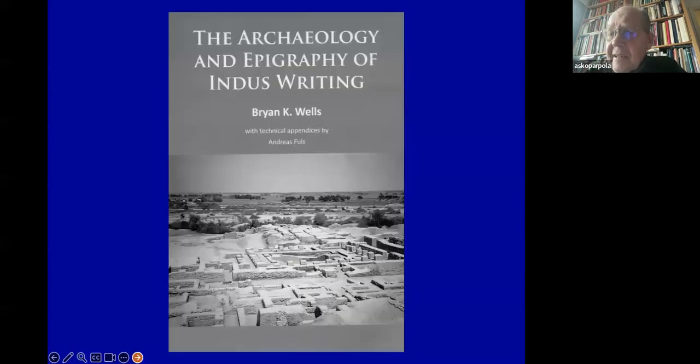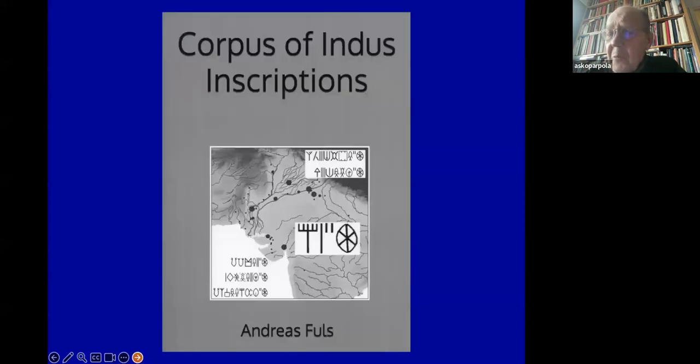Andreas Fuls, a German mathematician studying ancient writing systems, joined Wells in 2008, and the two created an online epigraphic database called Interactive Corpus of Indus Texts. Fuls developed new mathematical methods and tools to analyze the statistical and positional behavior of Indus signs, to map the spatial distributions of signs and inscribed artifacts, and to define sets of signs with similar positional behavior.